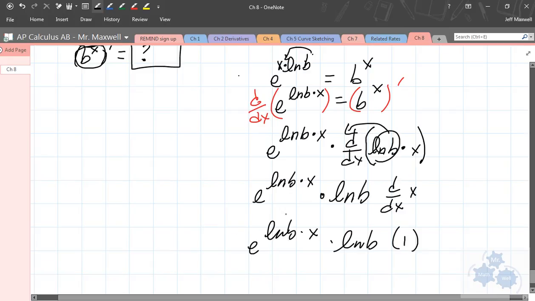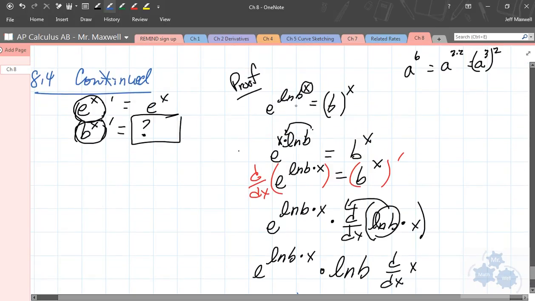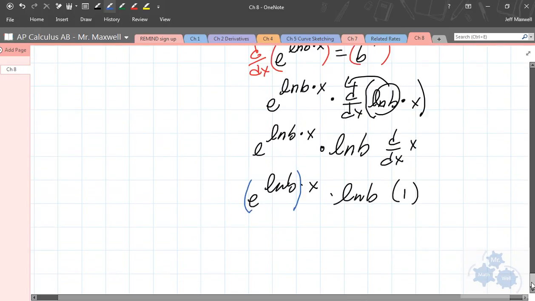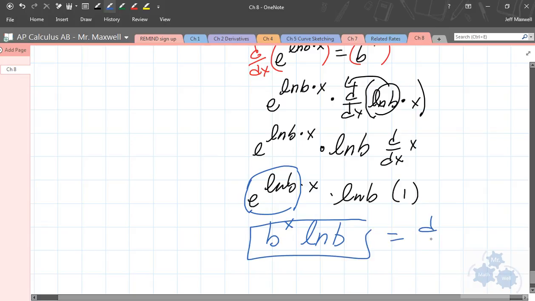So this is where we go back to the beginning of the question: what is e to the ln b? That is b. So really, you could be done here, but we know that this equals something else. This is b, and so if this was to the power of x, then b would be to the power of x, and then you have times ln of b times 1. So this is what the derivative of b to the x is.